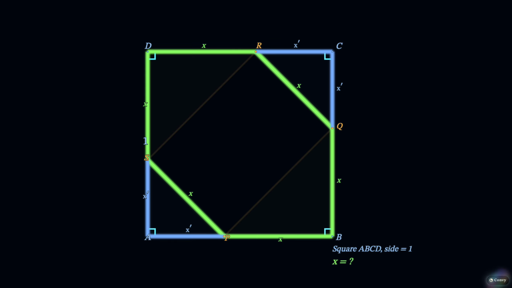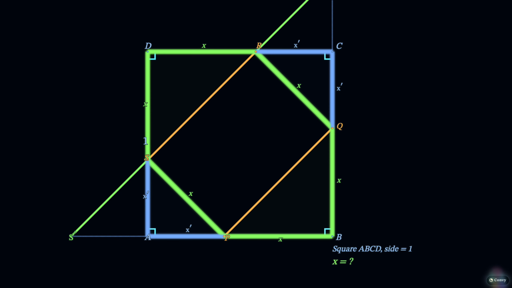Here comes the first auxiliary move. Extend the long tilted side across the square until it meets the boundary at two new points, one on the bottom edge and one on the right edge. This is classic synthesis. Do not calculate first, enlarge the figure first. The extension creates room, and that extra room is where the hidden equal lengths will soon reveal themselves.